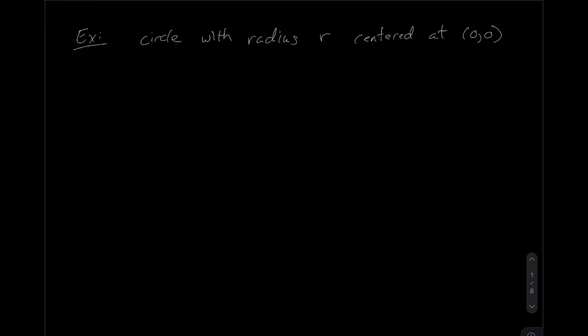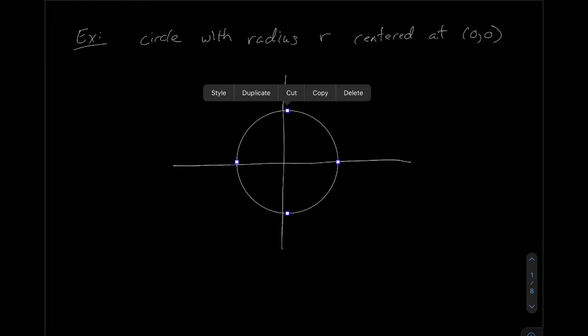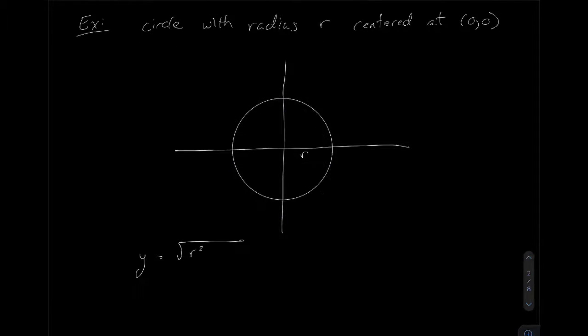So let's take a look at an example of a function that we can't actually represent just as y equals f of x or x equals g of y. We're going to look at a circle with radius r centered at (0, 0), or the origin. Now, note that if we were to write it as a function of x or y, we would only get half of the circle.